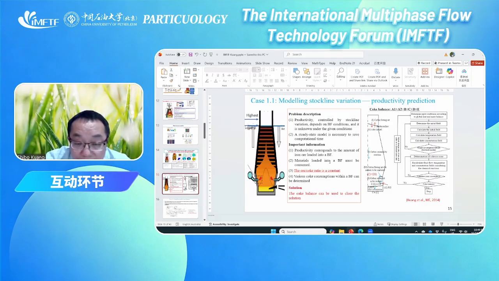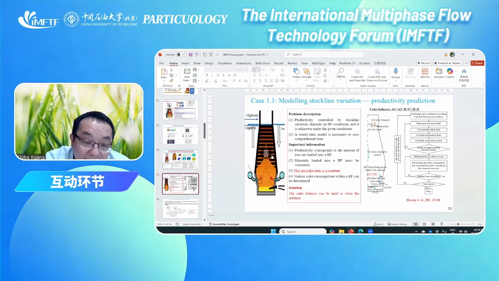However, in this operation, coke and ore is always charged into the blast furnace at a given ratio. Now in our simulation, we first do the simulation. We calculate every consumption of coke. And then after we get all this consumption, we sum them together.